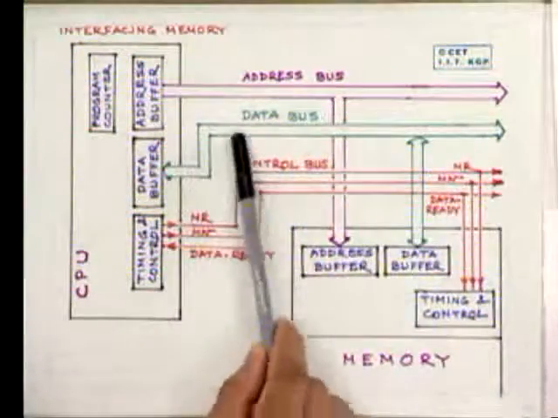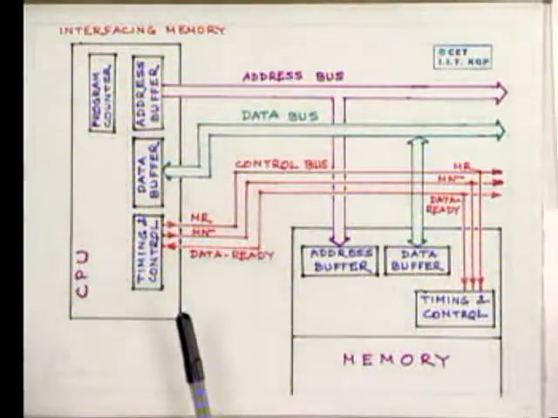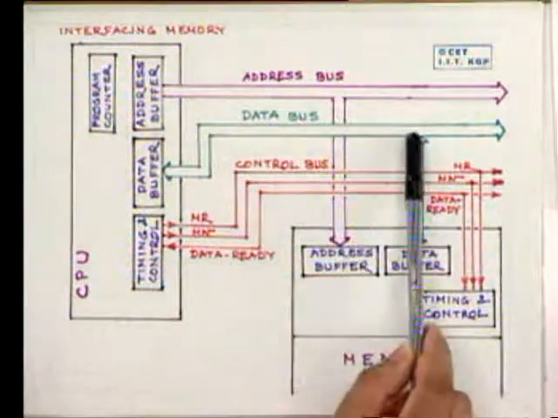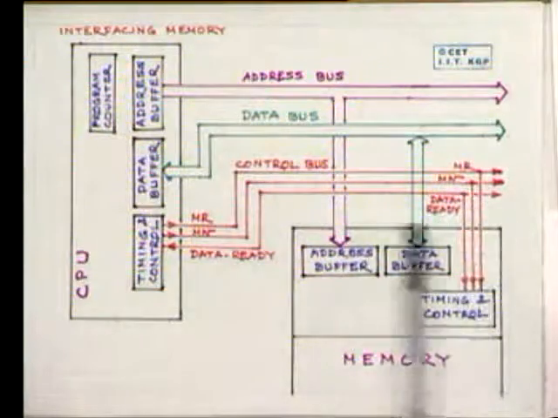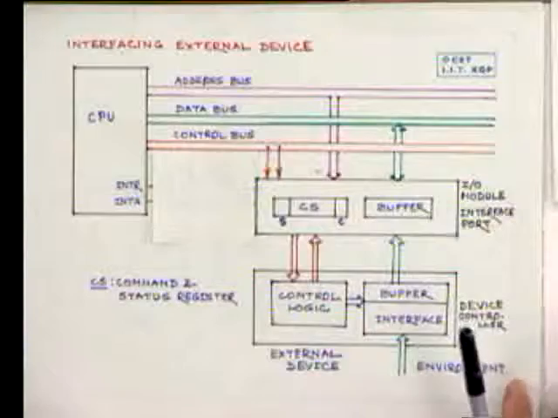Here you see that from the CPU we have the address bus, the data bus, and the control buses. In the case of a memory, they are more or less directly connected with a memory chip, and we have seen how several memory chips can be combined together, can be arranged to get a higher order memory. Now, let us come to interfacing an external device.